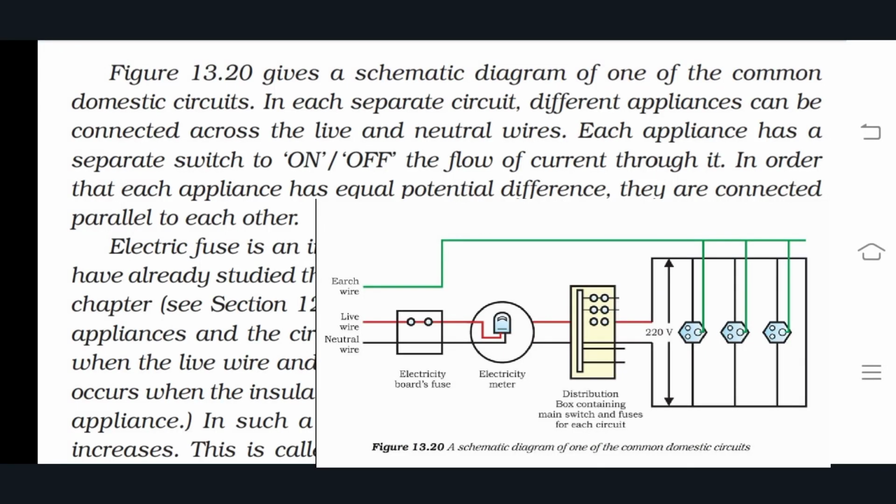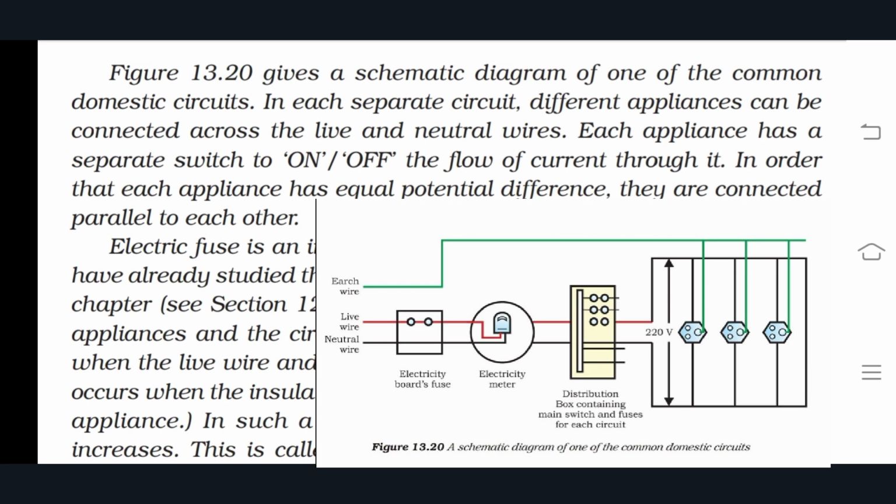See here, figure 13.20 gives a schematic diagram of one of the common domestic circuits. In each separate circuit, different appliances can be connected across the line and neutral wires. Each appliance has a separate switch to turn the flow of current through it on or off, so that each appliance has equal potential difference. They are connected in parallel to each other.